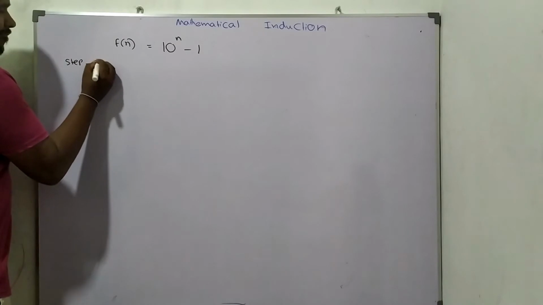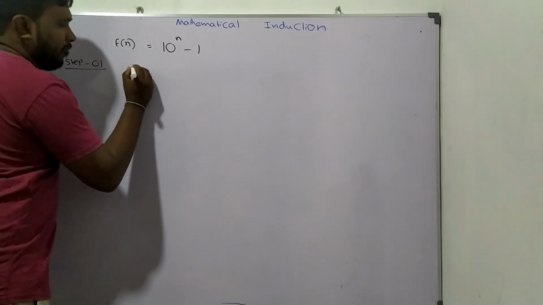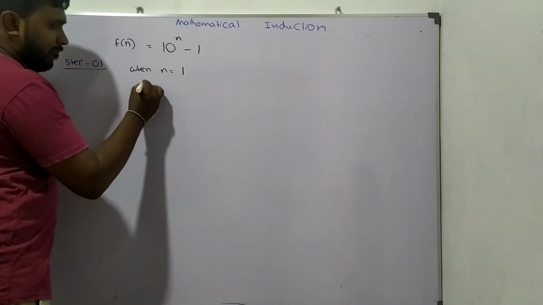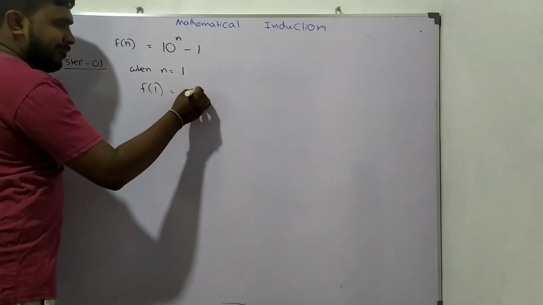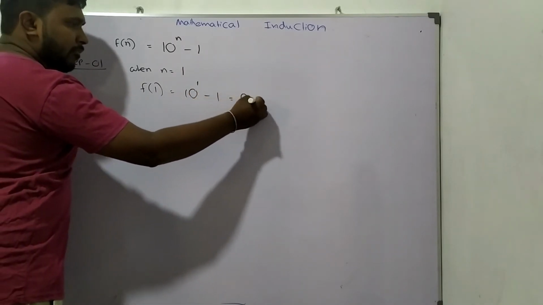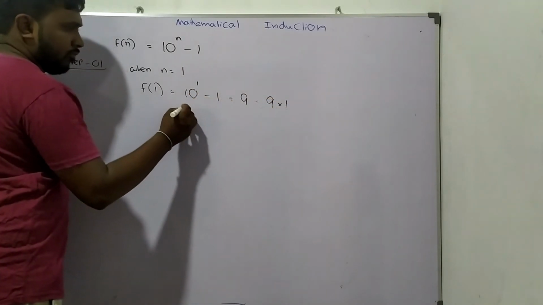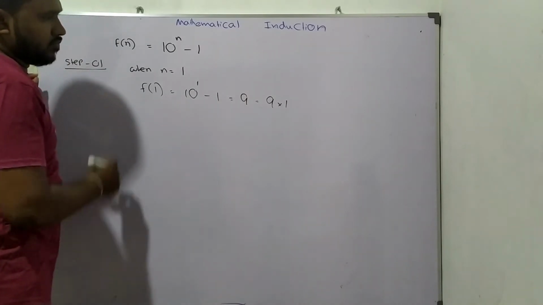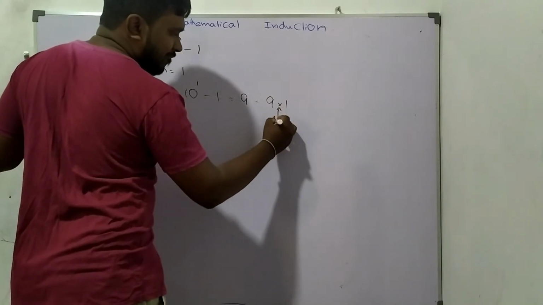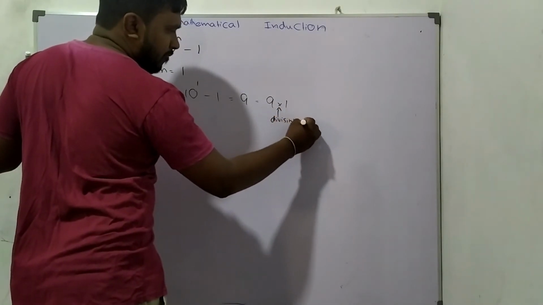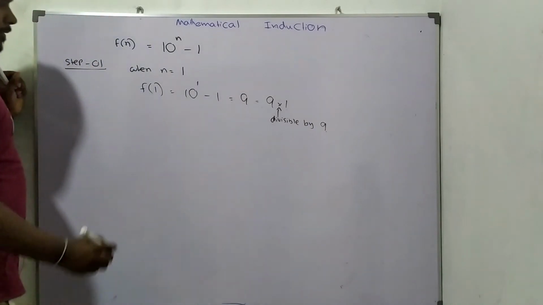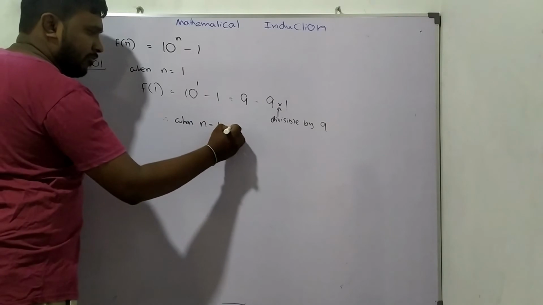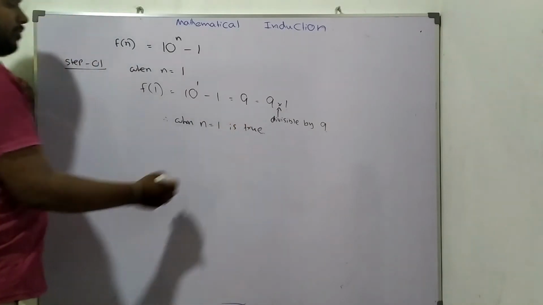Can you remember the first step, step number one? We have to show n equal 1 is true. So you should substitute n equal 1 first: 10 to the power 1 minus 1. You know it's 9, which is 9 into 1. So 9 is divisible by 9. Therefore n equal 1 is true. So our first step is already true now. For any fixed natural number, you have to show it's true.